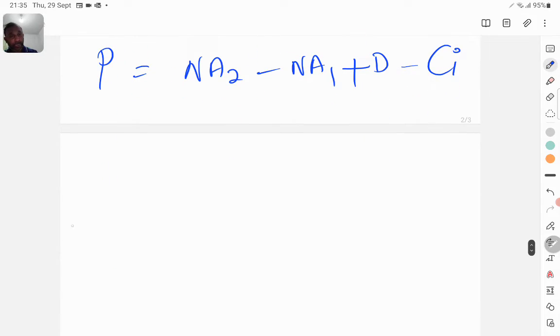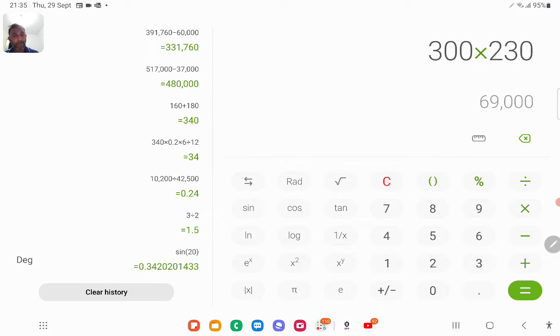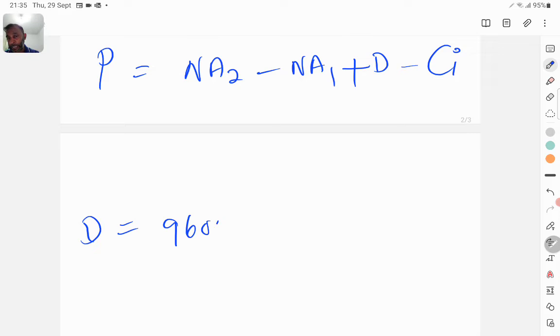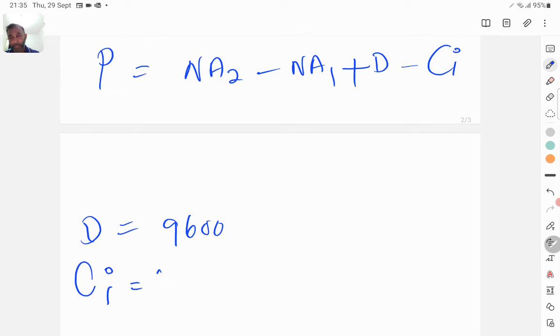Now we are very clear that D, they say the owner has taken salaries of how much? 800 per month. So in a year, how much? So that is 800 into 12, which is 9,600. So the owner has taken 9,600, and the additional capital introduced by the owner to the business is 65,000. So that is the additional capital.